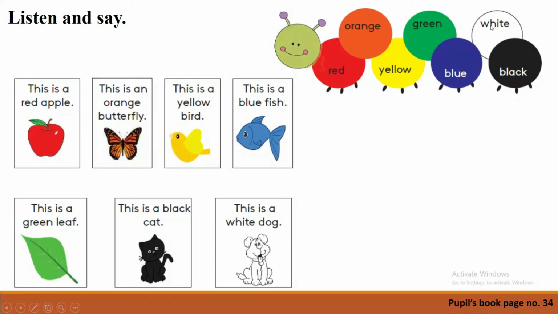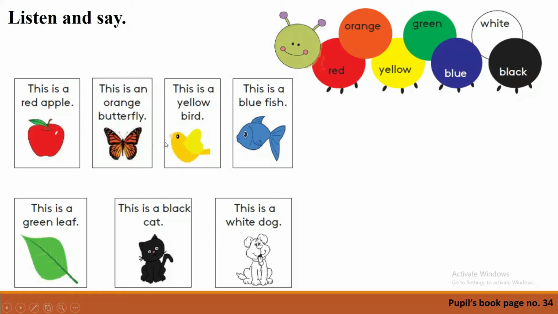White. W-H-I-T-E. White. Yes, last one, black. B-L-A-C-K, black. Yes, what are the words you learn from the lesson? Yes, what are they? Red, orange, yellow, green, blue, white, black. Yes, very good.